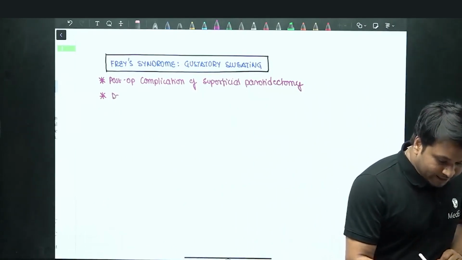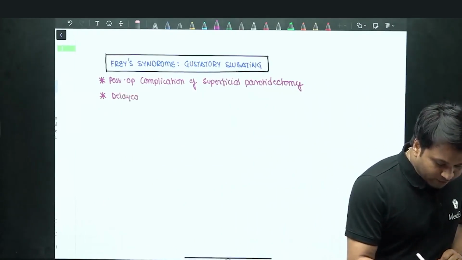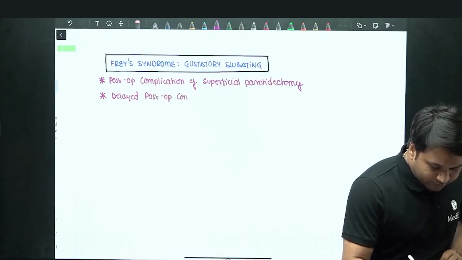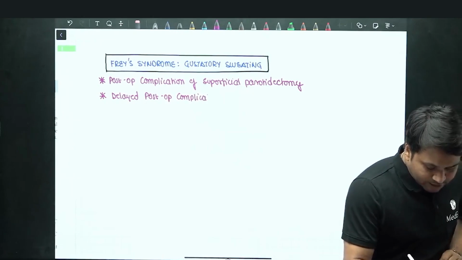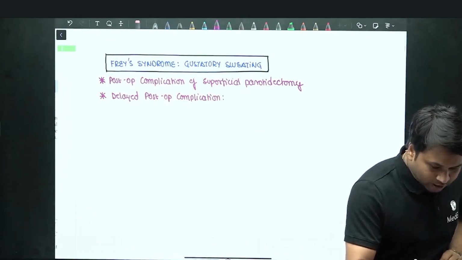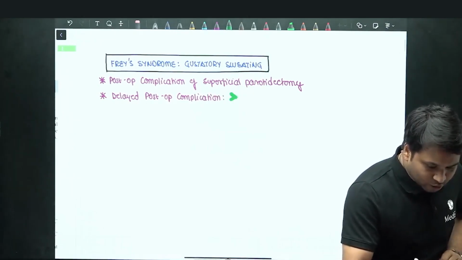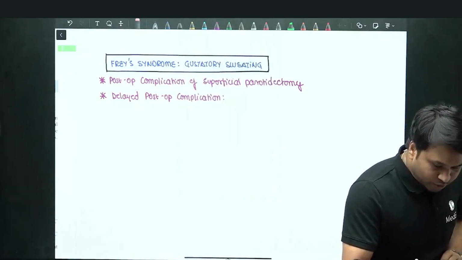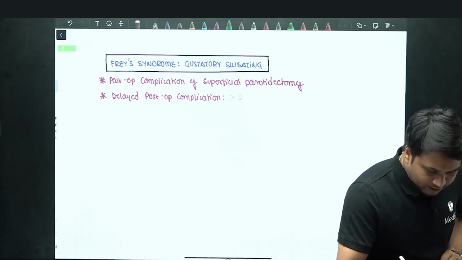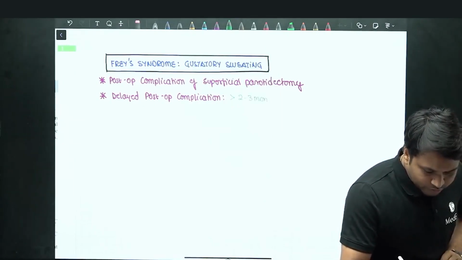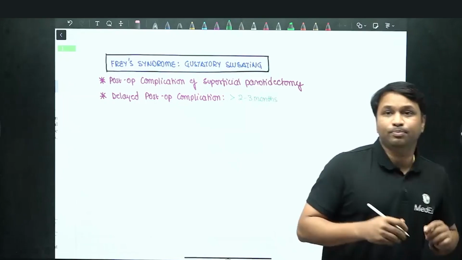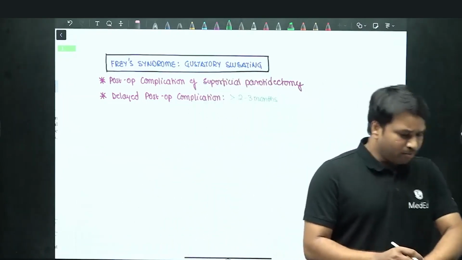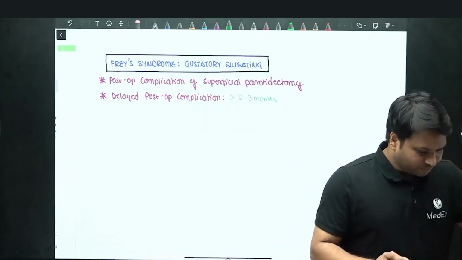Now when we say it is a delayed post-operative complication, that means it usually arises after 2 to 3 months. It occurs after 2 to 3 months of surgery. It takes a minimum of 2 to 3 months for this to arise, right?